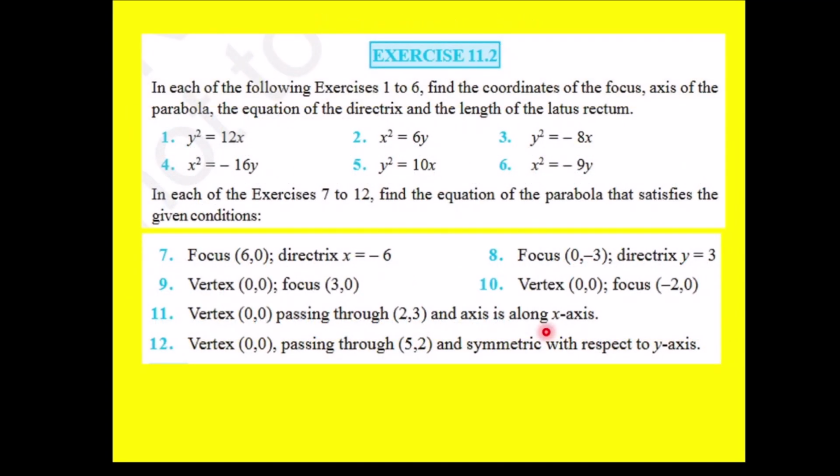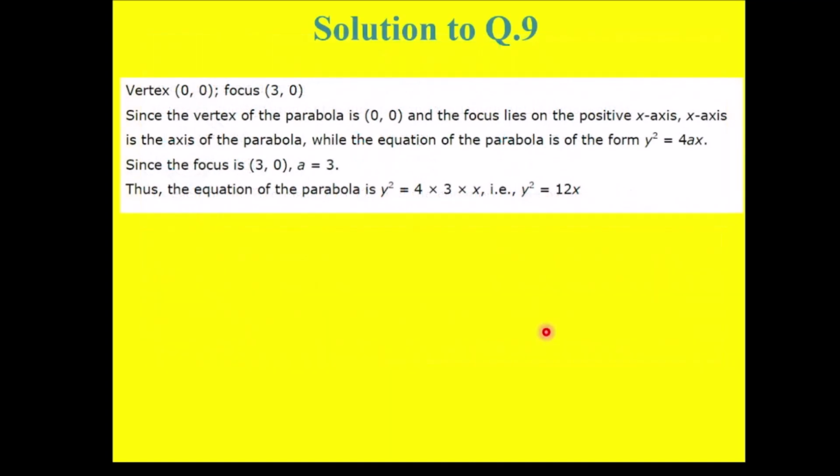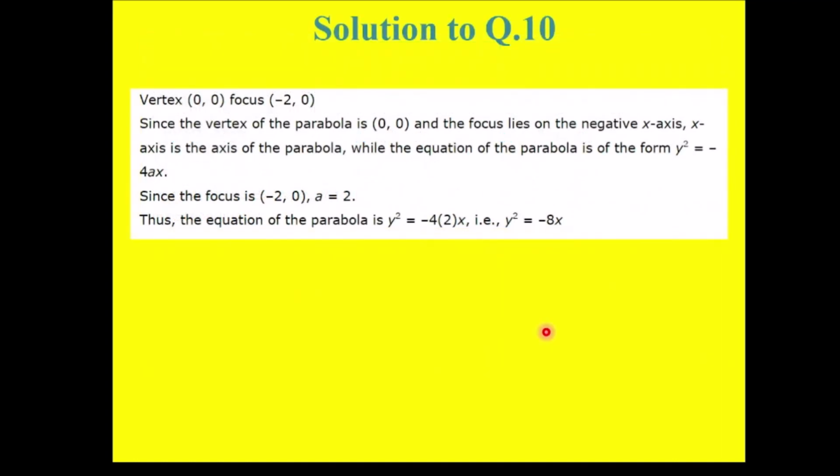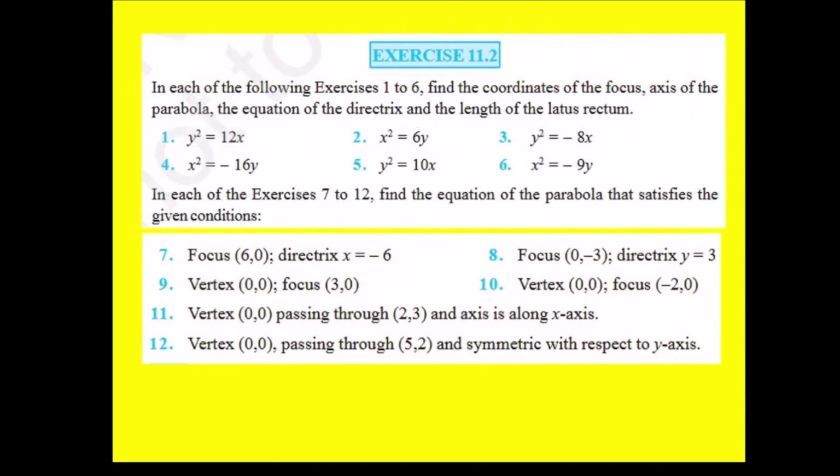Question number 9, vertex (0, 0), focus (3, 0), very easy. It is y square equal to 12x. Question number 10, vertex (0, 0), focus (minus 2, 0). It is also very easy, y square equal to minus 8x.